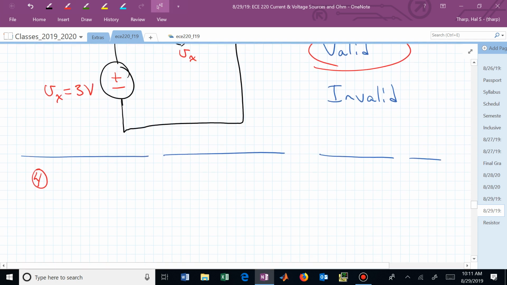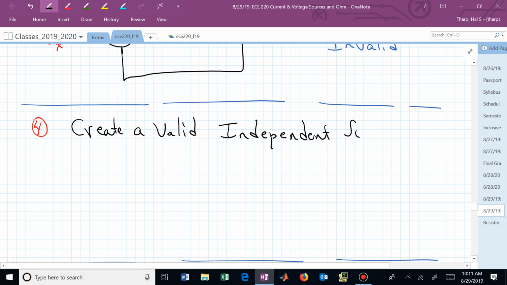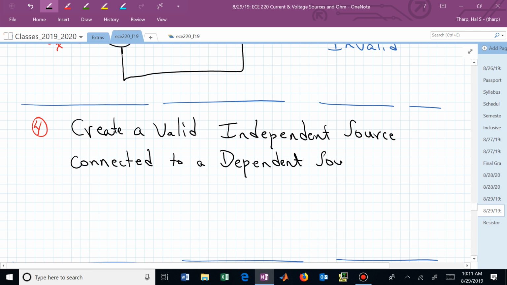All right, now I want to give you the challenge of create a valid independent source connected to a dependent source. And don't use one of the previous examples. So now, on your own, create a valid independent source connected to a dependent source.